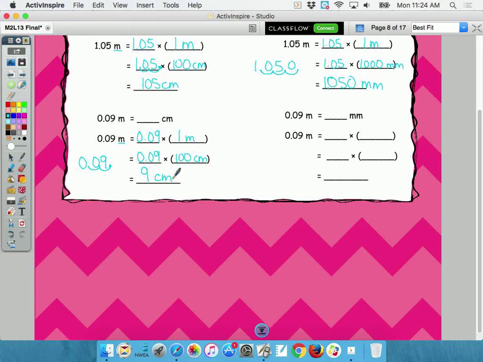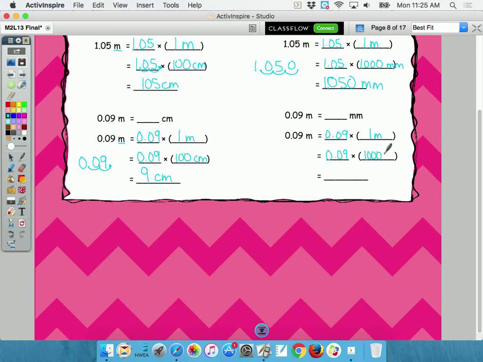What about over here? What's different? Is my unit different than I start with? No. Millimeters is different. So how about Jared? How many millimeters in 1 meter? 100. Well, that's what centimeters is. Oh, 1,000.